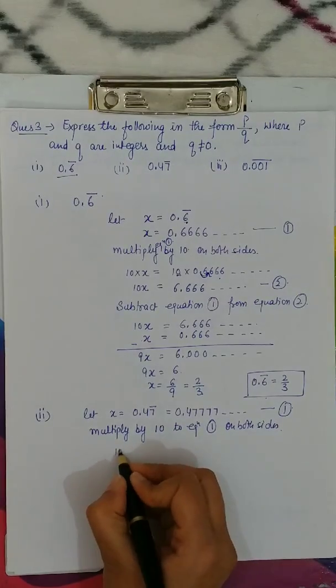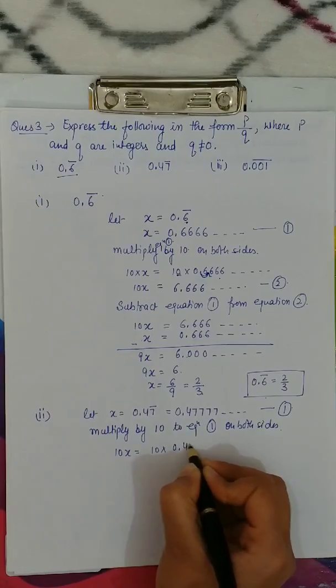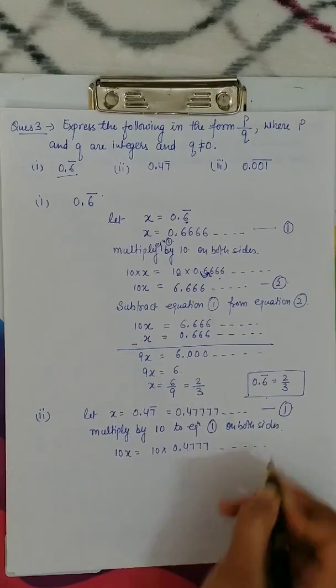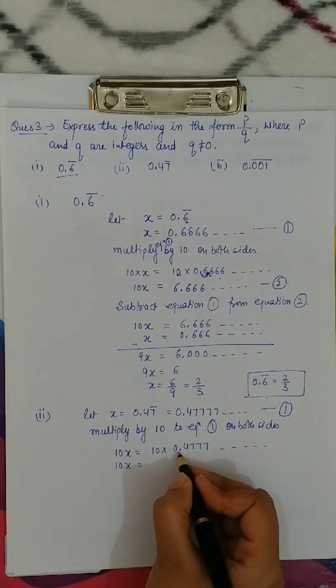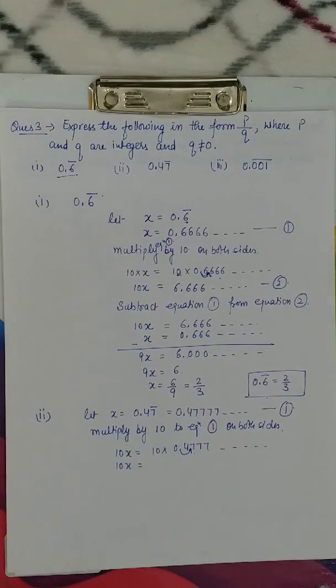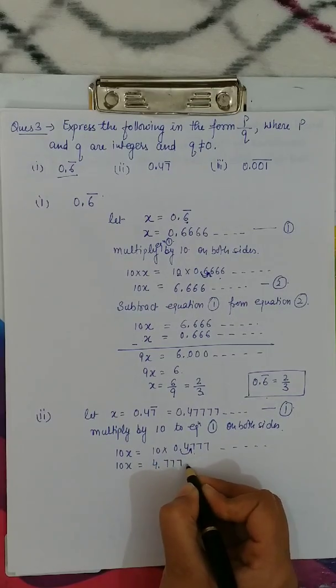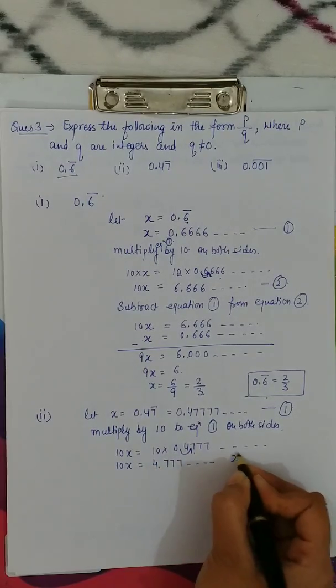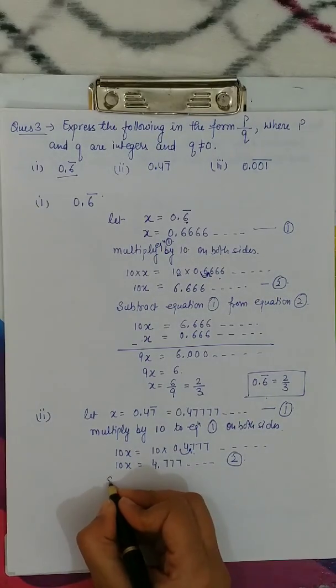So what you will get, 10x is equal to 10 into 0.4777 and so on. So 10x is equal to, shift the decimal by one digit, so we will get 4.777 and so on. Let this be equation number 2. The same procedure, subtract.